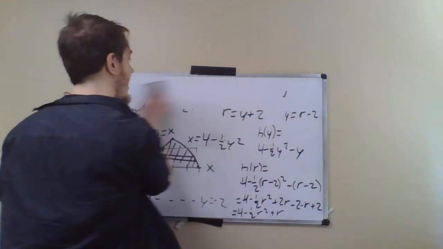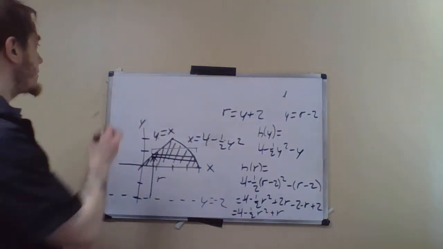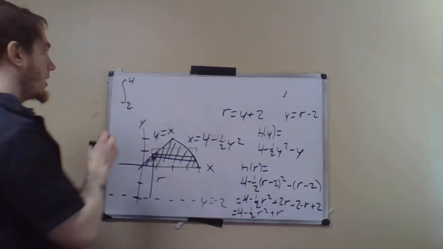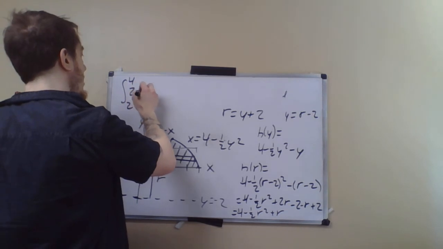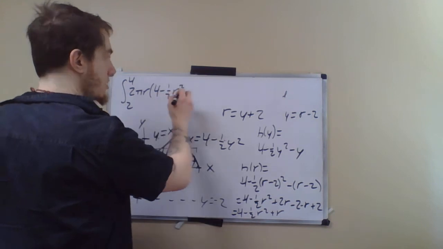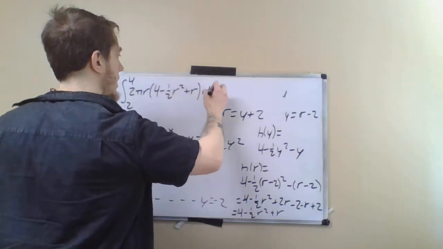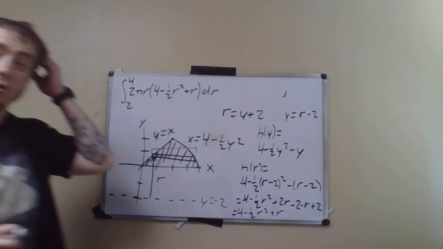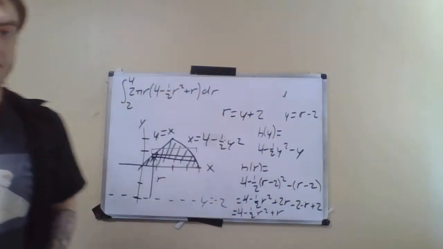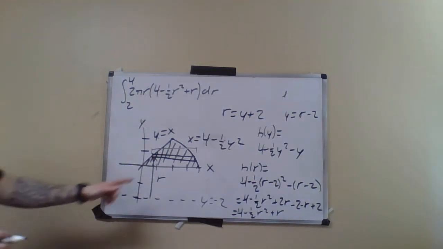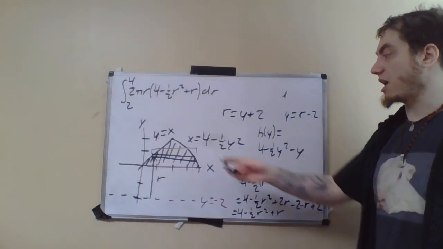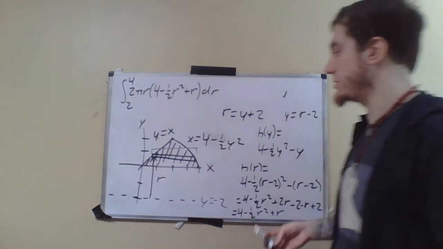So let me erase this top here so I can write down the integral, and we can write this as the integral from 2 up to 4 of 2 pi r times (4 minus 1/2 r squared plus r) dr. And now you multiply through, you've just got this nice polynomial antiderivative to do, and you're pretty much all set. Once again, we could probably have worked this out by using the method of disks instead of the method of cylinders, but I wanted to illustrate how to do this with the method of cylinders.